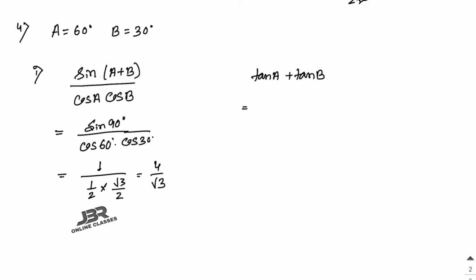Here tan A means tan 60, sorry, tan 60 is equal to root 3 only, and here tan B means tan 30, that means 1 by root 3. So here root 3 is the LCM. Here root 3 into root 3, 3 plus 1, that means 4 by root 3. So it's verified. Now next one, sum number 4(2).